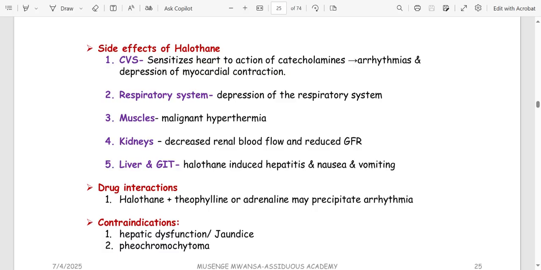Contraindications again: hepatic dysfunction or jaundice, and pheochromocytoma. In pheochromocytoma, what happens here is that the chromaffin cells of the adrenal medulla are producing too much. It's actually a tumor that is producing too much catecholamines, adrenaline and noradrenaline, and so that worsens. If you give these drugs to someone that has a pheochromocytoma, there's going to be a big problem, because this drug already sensitizes the heart to catecholamines, resulting in arrhythmias, and those are not really good.